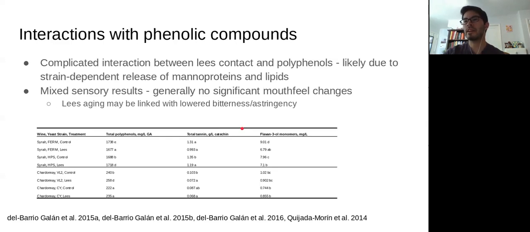The time that aging was carried out in these papers is probably one of the biggest factors here. The results in this table, as I've said, were obtained after 4 months of aging, so possibly a much shorter time than what many winemakers would do. But of course, it's really difficult to find research on lees aging that was done for more than 1 year.